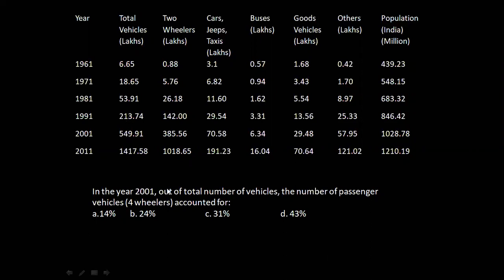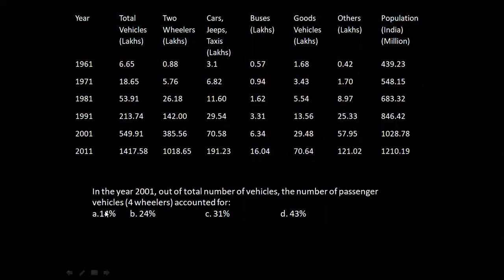So in the year 2001, out of the total number of vehicles, the number of passenger vehicles accounted for what share? Very easy. You have to go for the 2001 data. Here, in the 2001 data, the total vehicles registered, in lakhs, was 549.91. So I am converting it into 550. Take an assumption that it is 550.